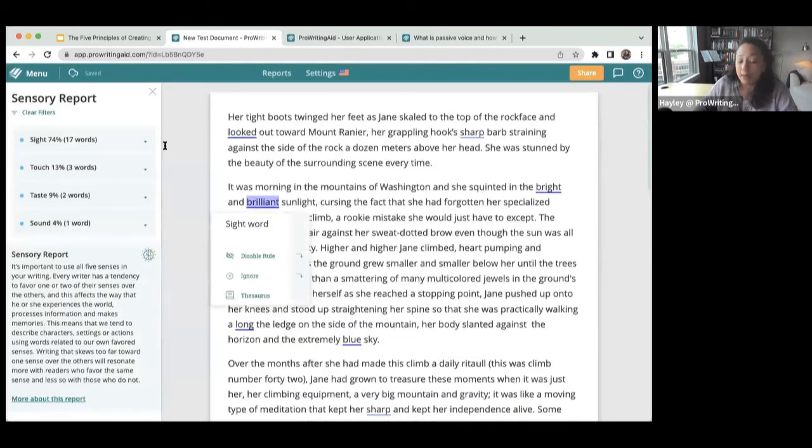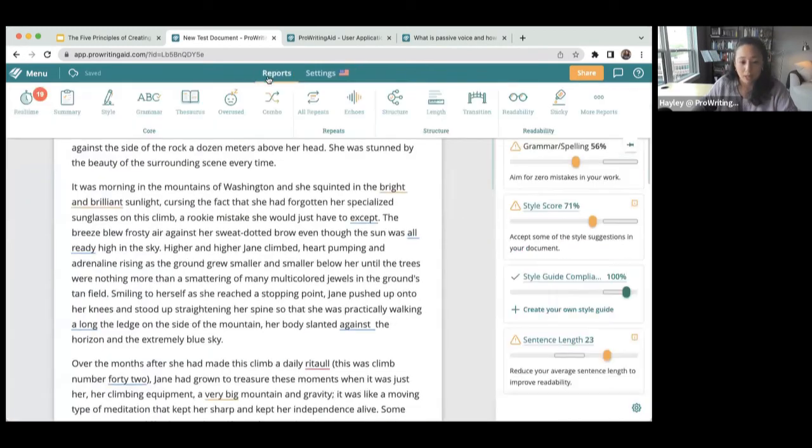I also use the sensory report a lot as a fiction writer. This will tell you how many sense words you use. As fiction writers, we tend to use way too many sight words as opposed to others. So I don't even have any smell words in here, which could be good to round out the setting and make it more believable. And I'm obviously way higher on sight than I am on the others. So it can help you balance those out, which are just other things that I really use a ton as a fiction writer. And with all of that being said, let's go into questions.